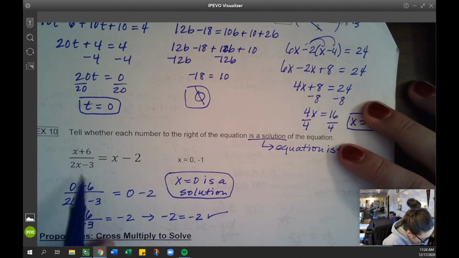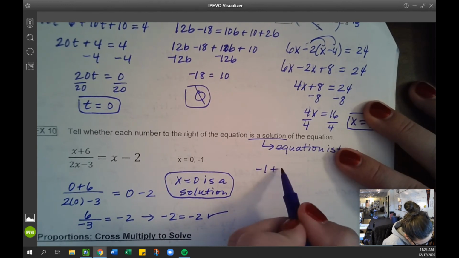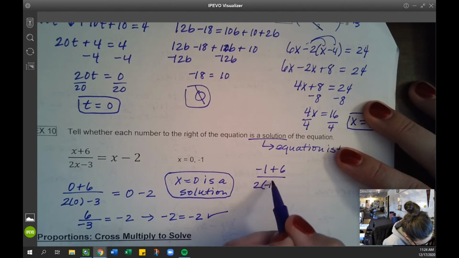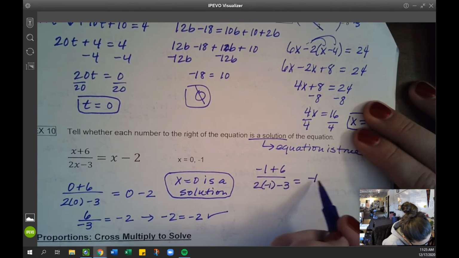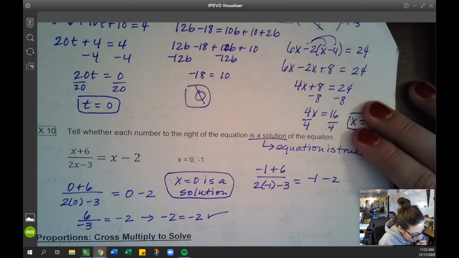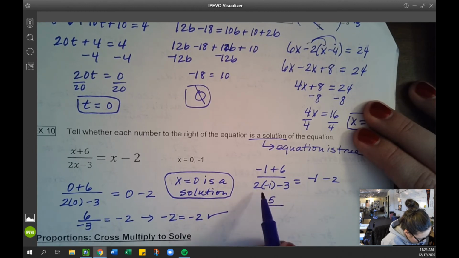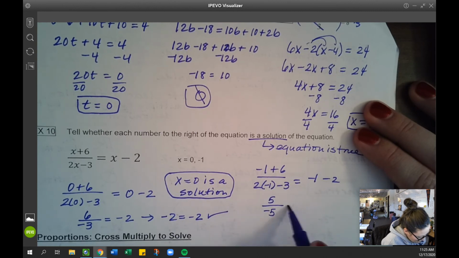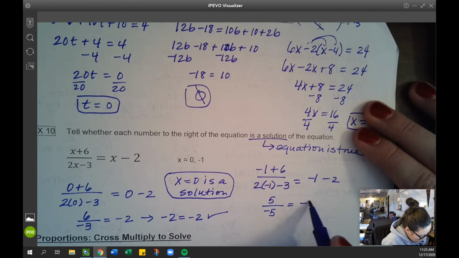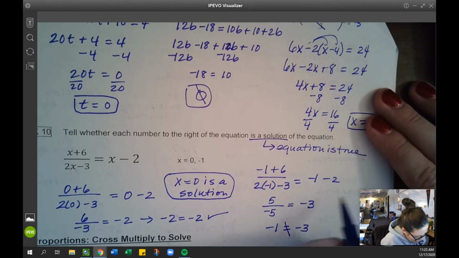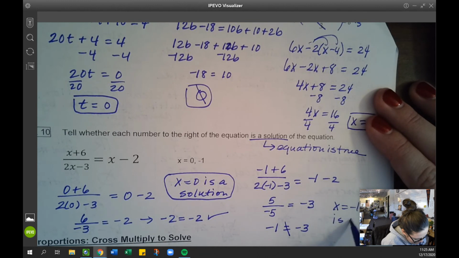Now let's check -1. I'm going to do the same thing. It's just now I'm going to make every x -1. Okay. -1 plus 6 is 5. 2 times -1 is -2. Minus 3 is -5. -1 minus 2 is -3. 5 divided by -5 is -1. That does not equal each other. So x equals -1 is not a solution.